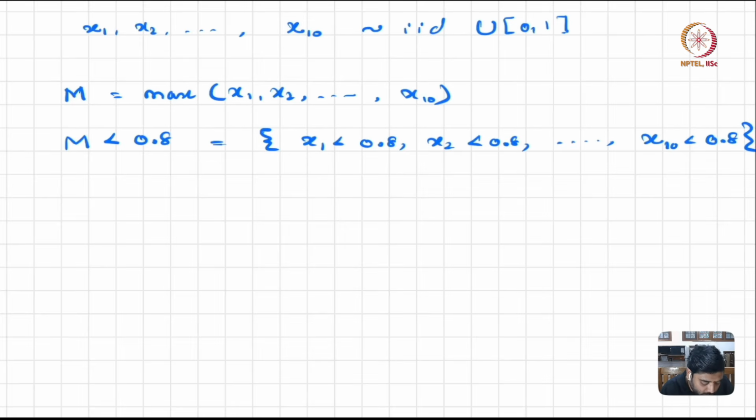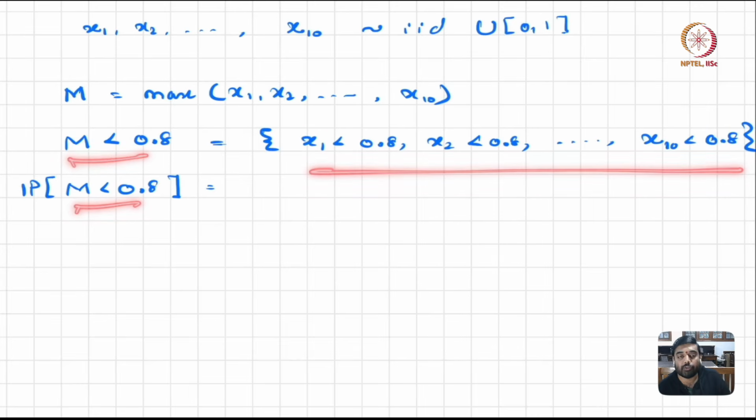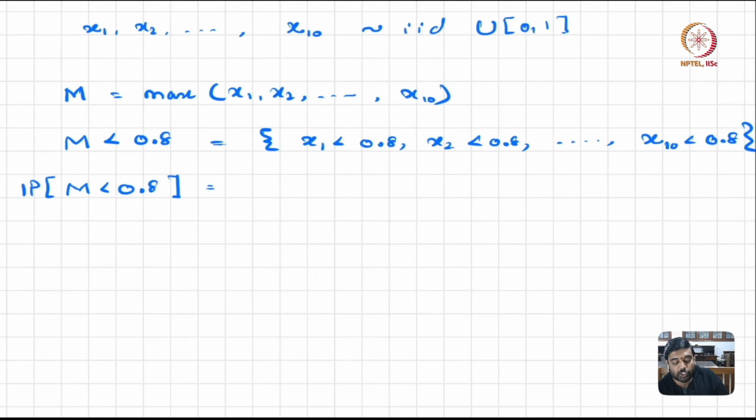Okay, so now you need the probability of this, m less than or equal to 0.8. Now the probability of this is the union of these individual things, and these are disjoint. Oh, no. Sorry for that. No, not that. These are IID assumptions. Okay, these are IID. Therefore, this is the probability that xi is less than 0.8. Now you multiply each one of them. So therefore, I'll get the power of 10 here.